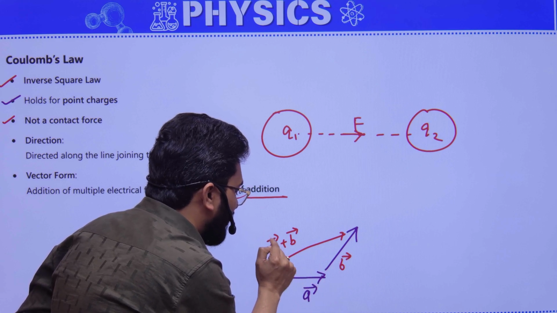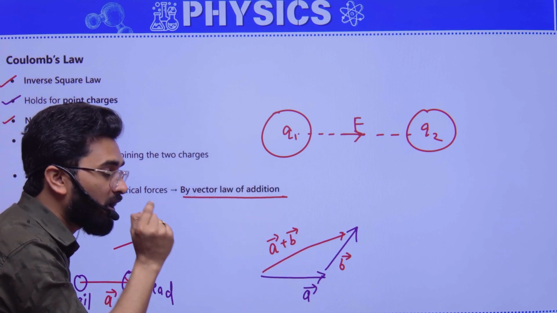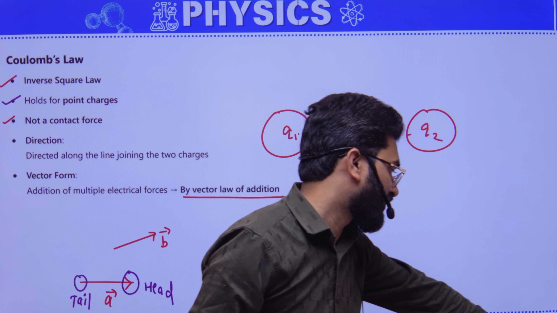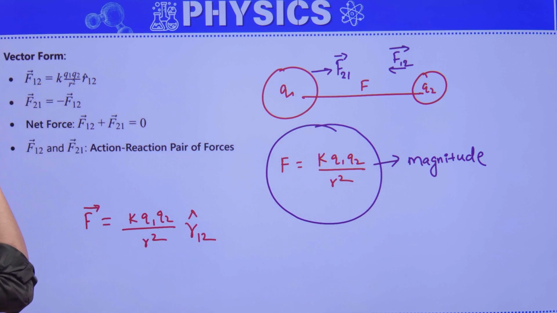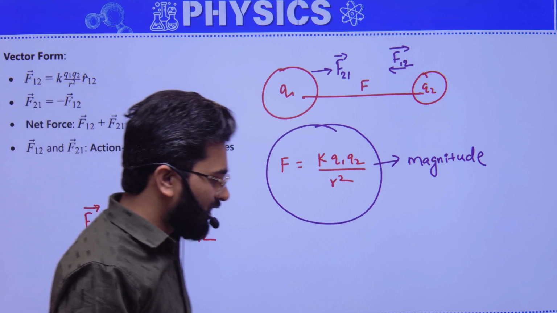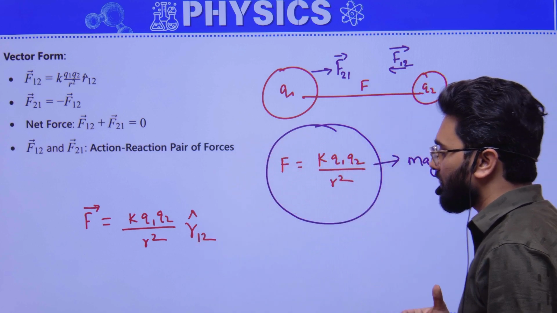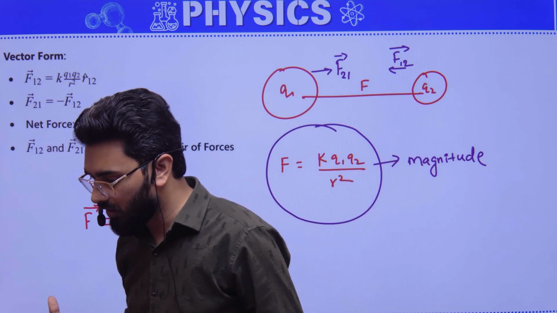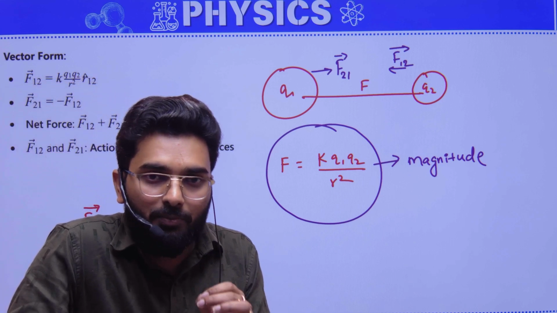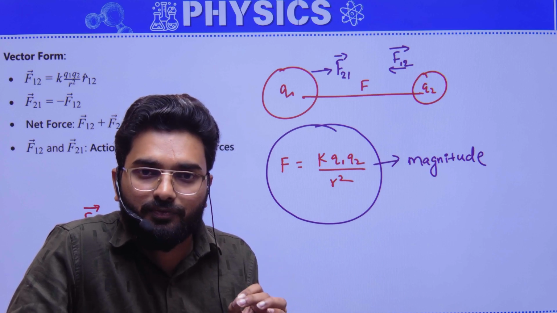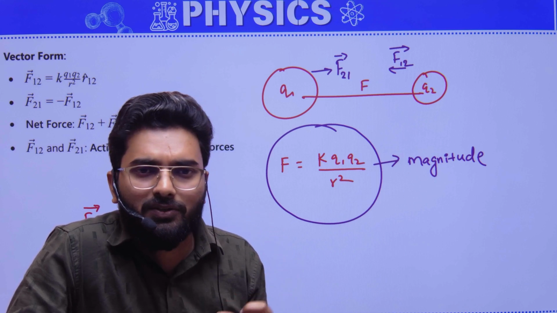That is the resultant vector of these two vectors, and this is the vector law of addition. In detail, you will study it in basic physics. So this is a vector form. Now the question arises: why do we need to describe the direction of the force? Forces are all vectors, and in vectors it's very important that we also indicate the direction. We will have to show the direction.